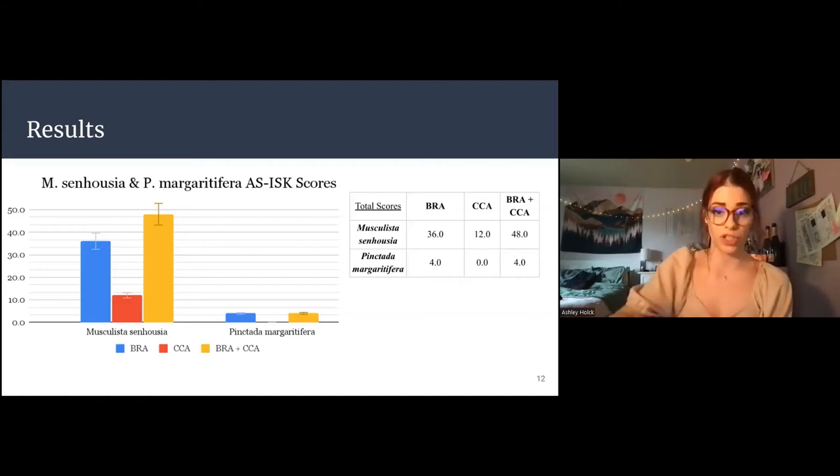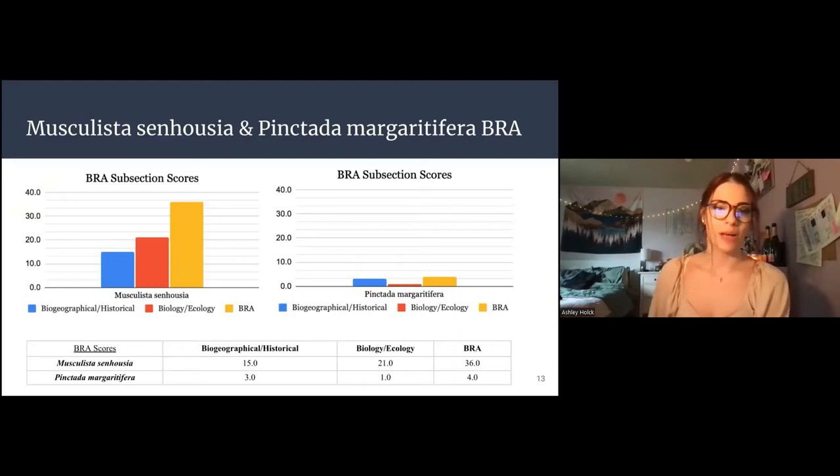Breaking this down a little bit more into the BRA subsection scores. So talking about our invasive species on the left, our biogeographical historical score was 15 and our biology ecology score was 21.